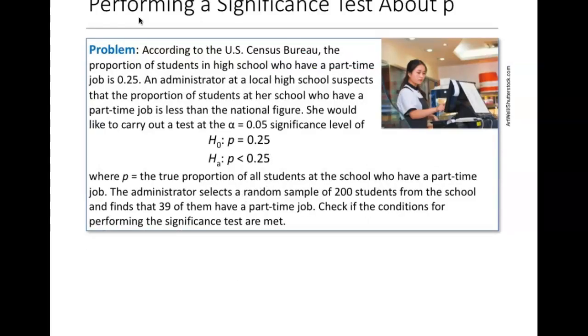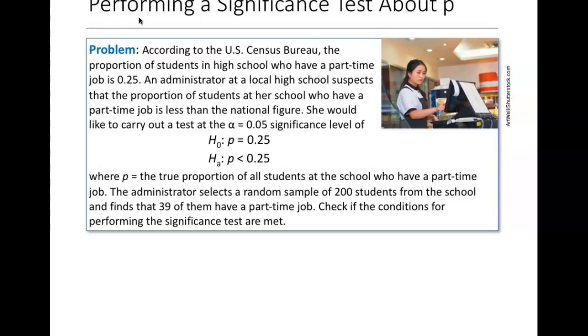So let's just practice that in the context of an actual problem. According to the US Census Bureau, the proportion of students in high school who have a part-time job is 0.25. An administrator at a local high school suspects that the proportion of students at her school who have a part-time job is less than the national figure. She'd like to carry out a test at the alpha equals 0.05 significance level. And then here we have our null hypothesis, which is that the proportion at her school is the same as the national level. It's 0.25.